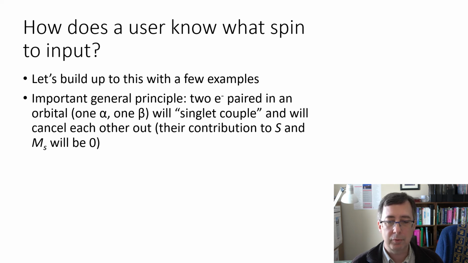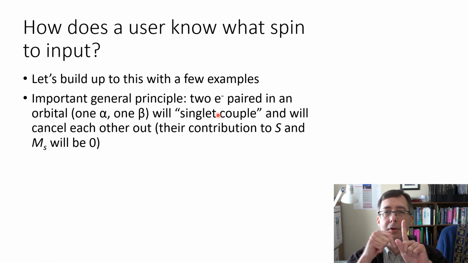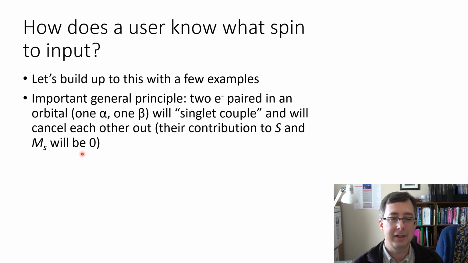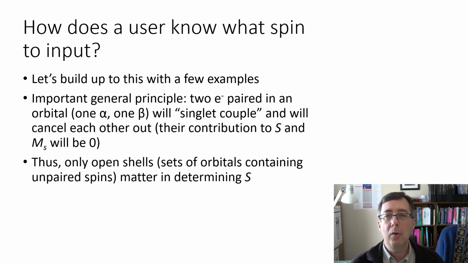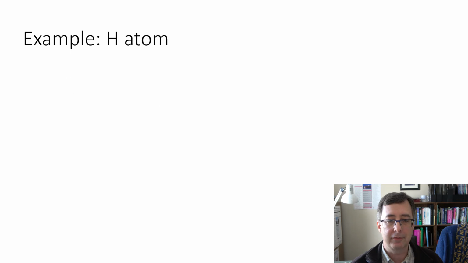The general principle is that two electrons paired in an orbital, one alpha, one beta, will singlet couple and will cancel each other out. So their contribution to S and their contribution to M sub S is 0. So basically you can ignore them. So this is really good. So only open shells, only orbitals with unpaired electrons matter if you're trying to determine S.